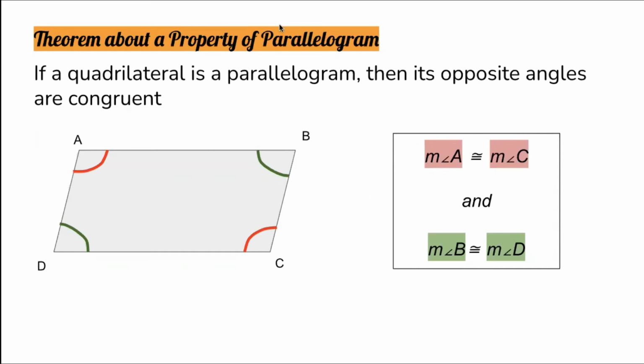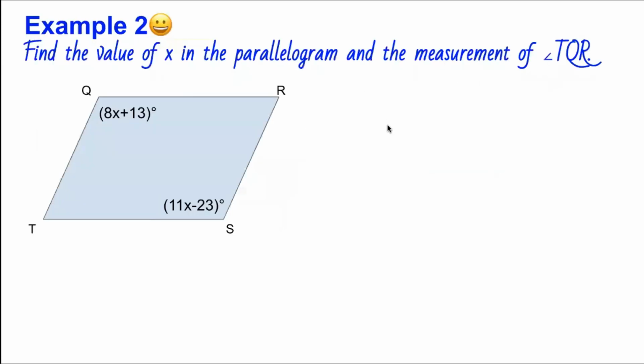All right, let me go ahead and move on. Let's go on to example number 2. Example number 2 says, find the value of x in the parallelogram and the measure of angle TQR. So here we're given the parallelogram QRST. We're given only 2 angle measurements. We're given the angle measurement of angle TQR and RST. You can say angle Q and angle S, but I decided to use 3 points to describe the angle.